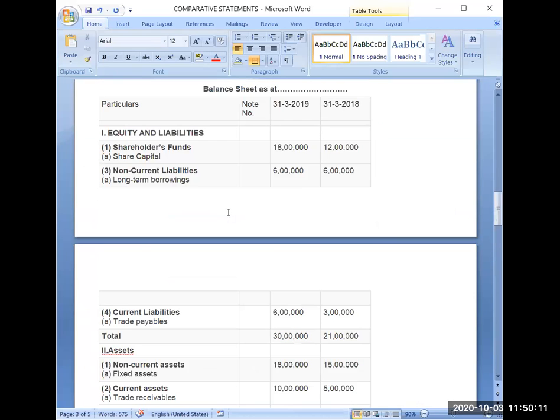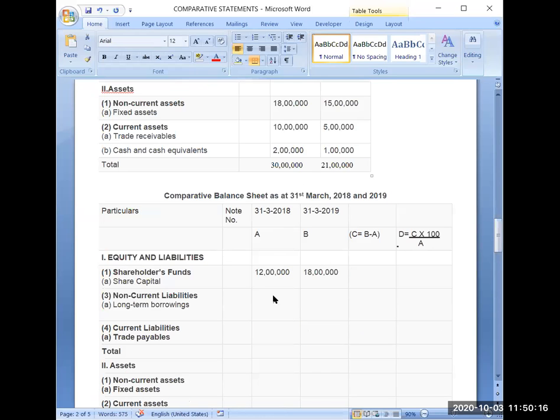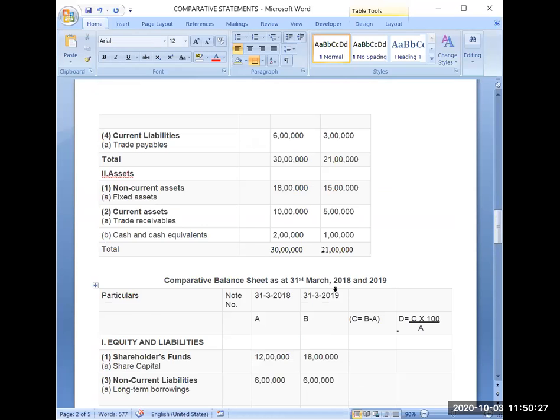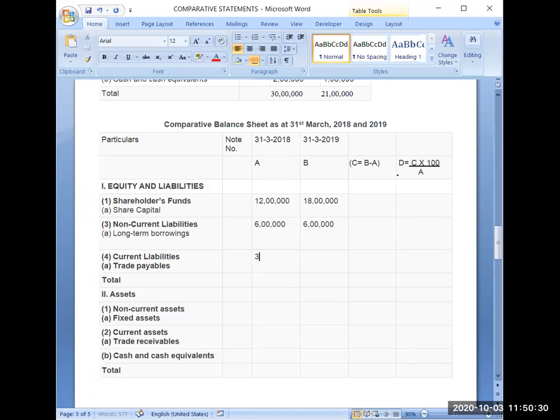Long-term borrowings, again 6 lakh and 6 lakh, same it is, so it will remain same here, 6 lakh and 6 lakh. There is no change. Then trade payables was 3 lakh first and then 6 lakh. So 3 lakh will come here and 6 lakh will come here. Then total of the balance sheet. So total of the balance sheet is now 12, 6, 3, 21 lakh. And this total will be 18, 6, 6, 30 lakh.